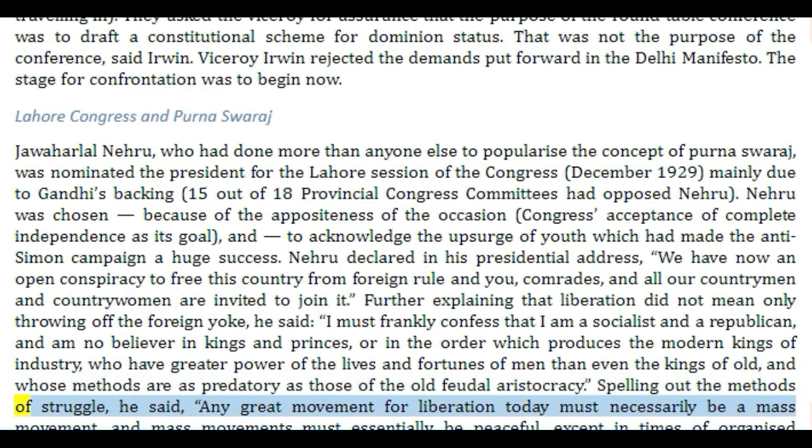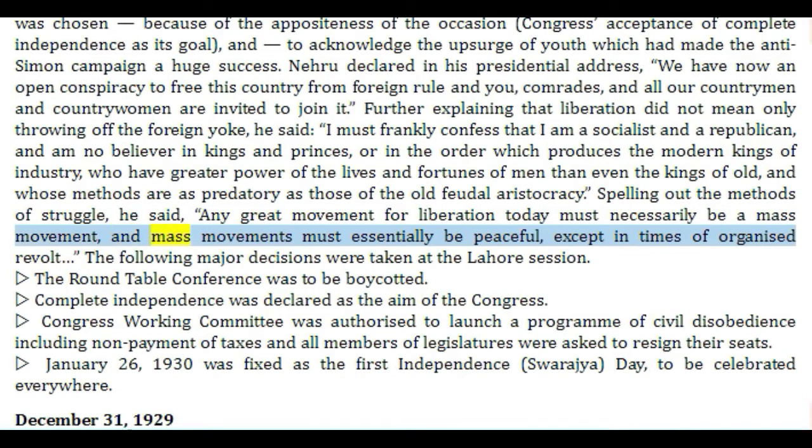Spelling out the methods of struggle, he said, "Any great movement for liberation today must necessarily be a mass movement, and mass movements must essentially be peaceful, except in times of organized revolt."